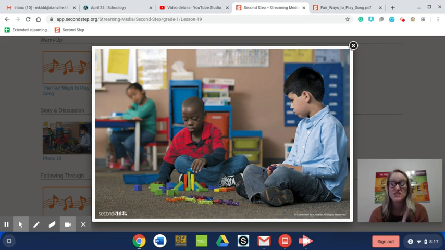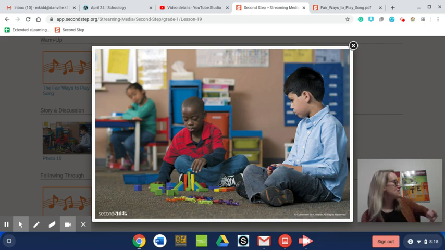Remember, we need to say it respectfully and without blame. We're not blaming someone. So would I say Jarrell is playing with all of the blocks by himself? No, that is not the respectful way to say it without blame. Could we say Jarrell and Julian both want to use the blocks? Yes, absolutely. That's not blaming someone.